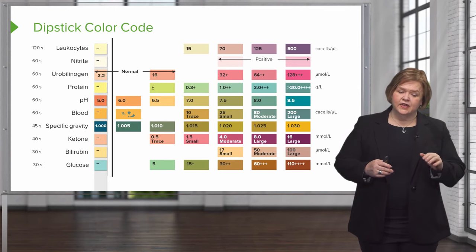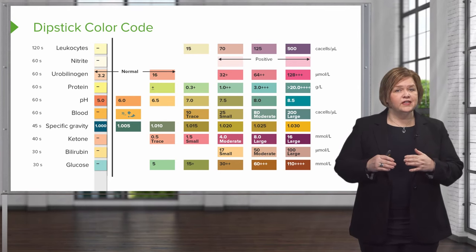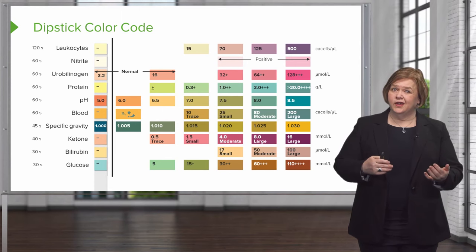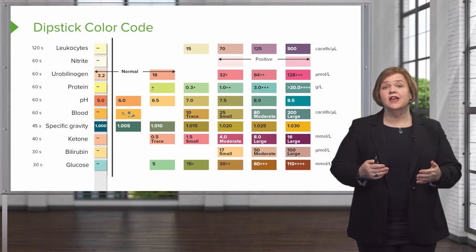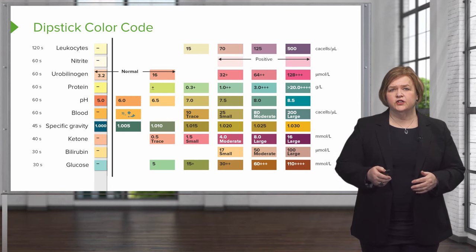Well, and as a tip, nitrites in your urine should never be there. That's why we can go negative or positive. If they are there, that's another indicator of a urinary tract infection.